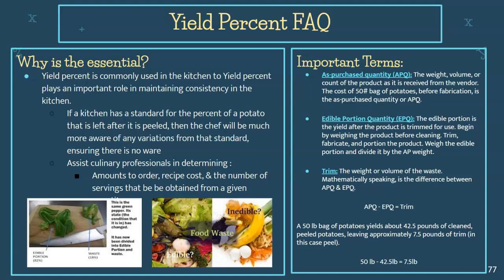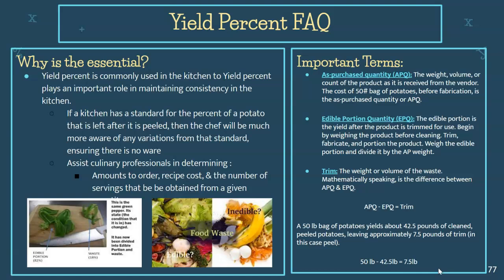And then there's the trim. The trim is the weight or volume of the actual waste, the part you do not eat. So mathematically speaking, the difference between the APQ and the EPQ equals the trim. So you're subtracting the edible portion from the as purchased quantity, and then that should give you the accurate trim. Starting with my bag of potatoes example, a 50-pound bag of potatoes yields about 42.5 pounds of cleaned, peeled potatoes, leaving about 7.5 pounds of trim, or in this case, peel. And you can see that calculated right here for you.